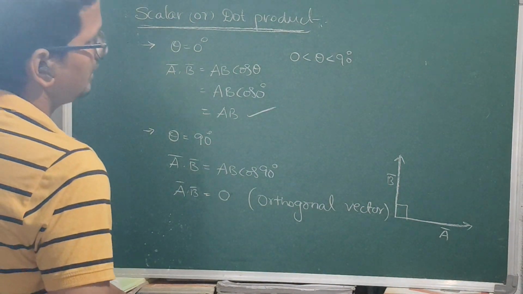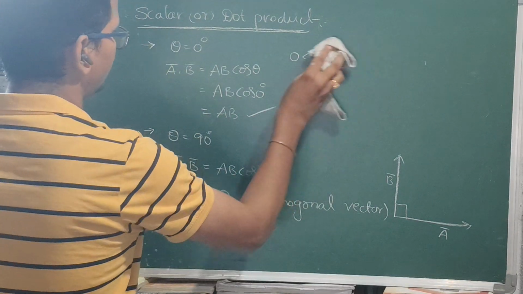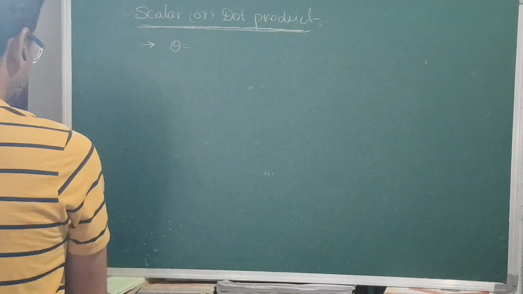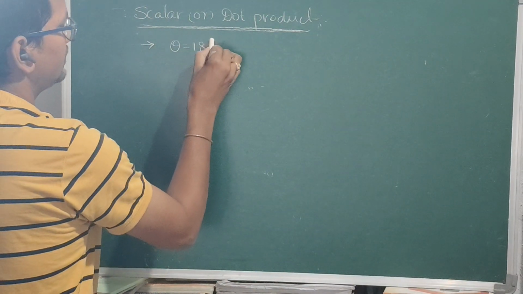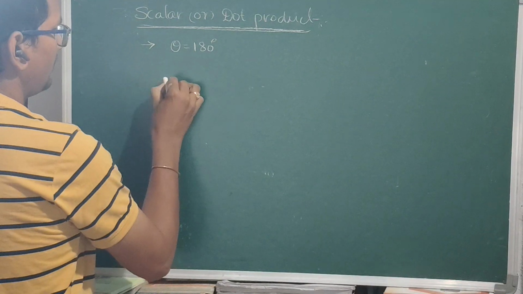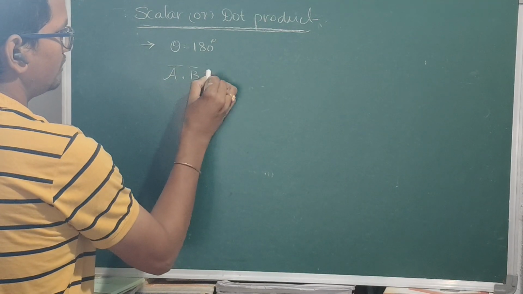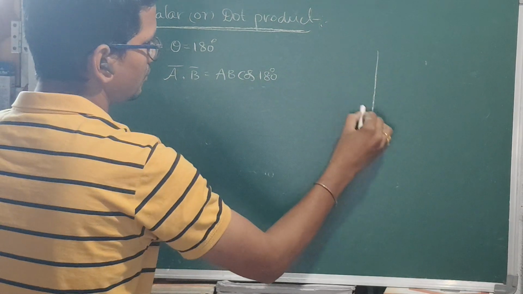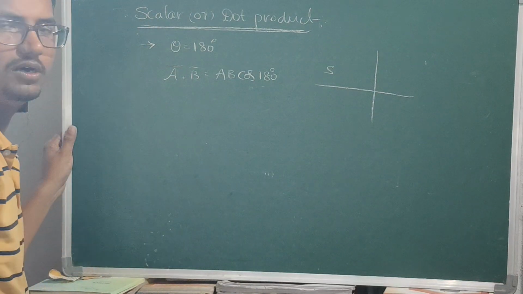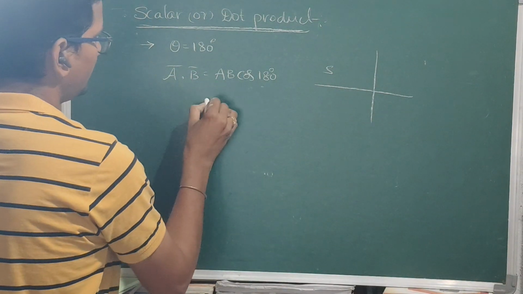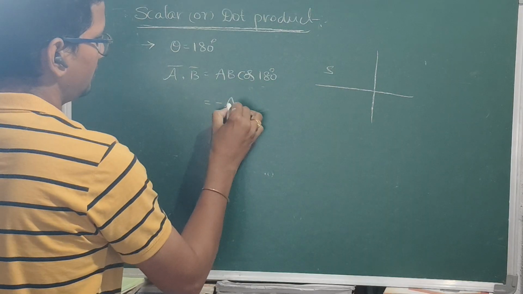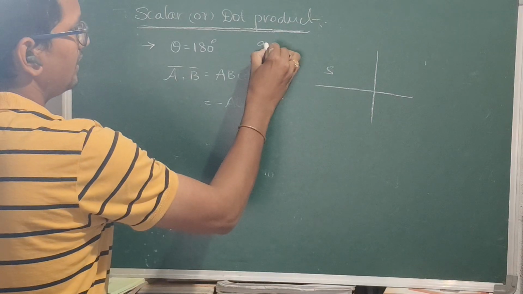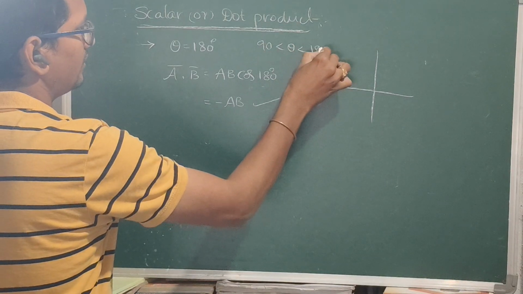Okay, next one. If theta is equal to 180 degrees, then a bar dot b bar is equal to ab cos 180. Cos 180 is in the second quadrant, where only sine is positive and the remaining are all negative. The cos 180 value is minus 1, so that gives minus ab. That is negative. Already we discussed that 90 less than theta less than 180 gives the negative.